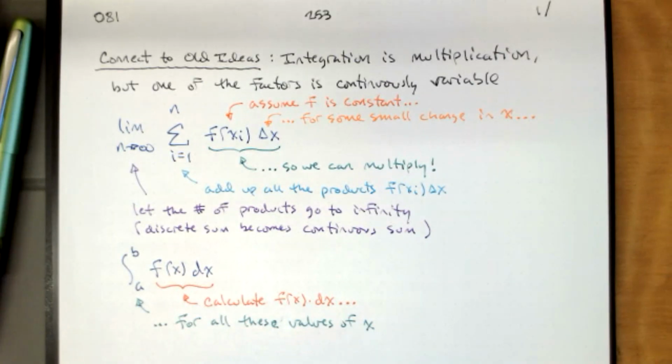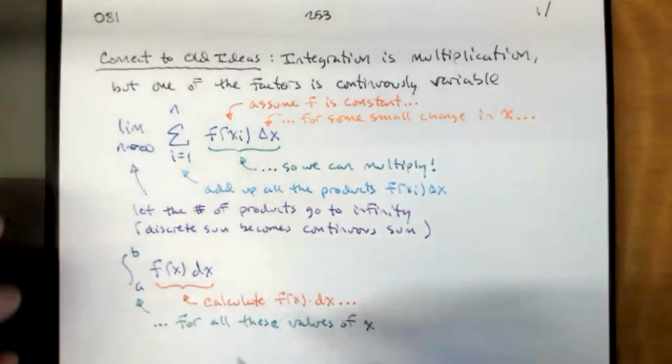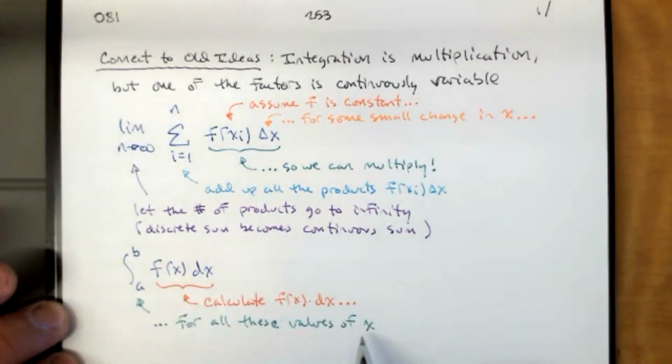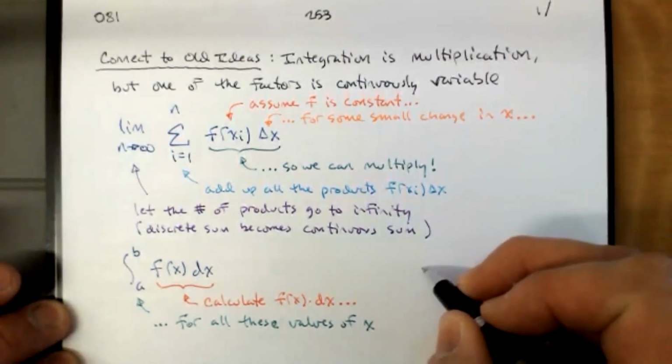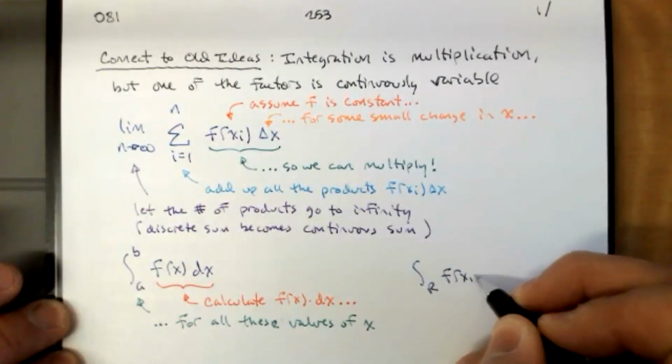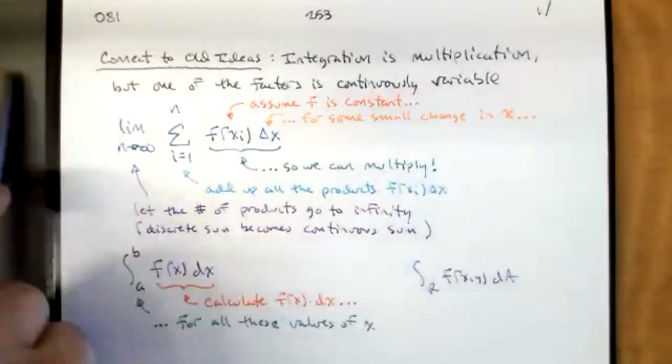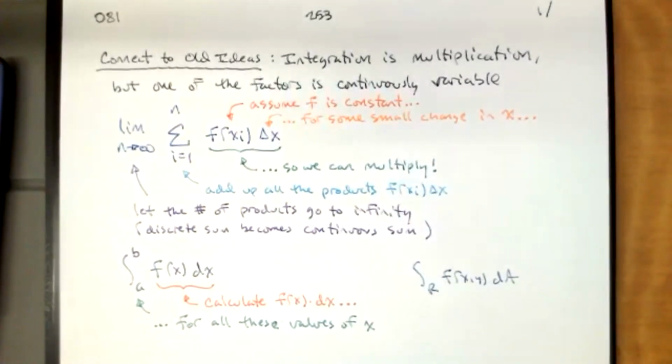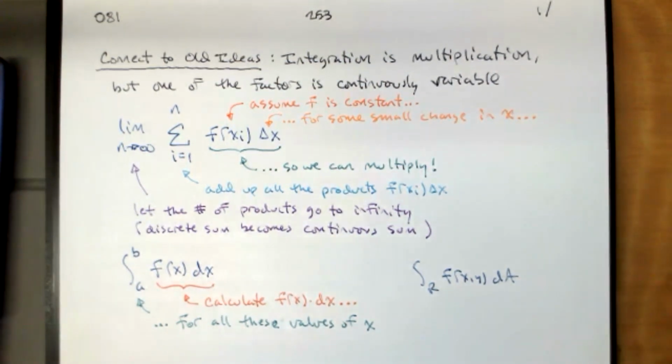And this is generalizable. If we have, instead of an f of x dx, an f of x y times dA, we're just going to evaluate that at all the points in the region. So upgrading this, when we think of calculating for all these values, when we upgrade this to, let's say, the integral over R of f of x y dA, we're going to calculate f of x y times dA for all the values x y in the region R. So it's the same kind of thinking.